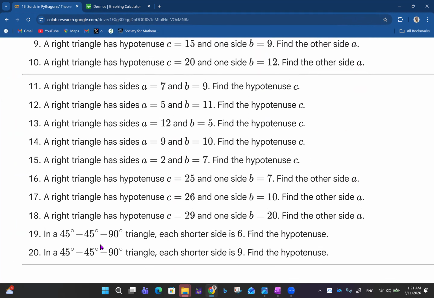In a 45-45-90 triangle, each shorter side is 6. Find the hypotenuse. The hypotenuse will simply be 6 root 2. If each side is 9, the hypotenuse will simply be 9 root 2. So we've established that already.